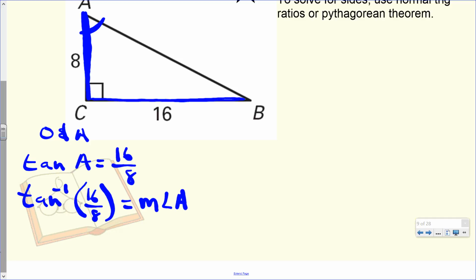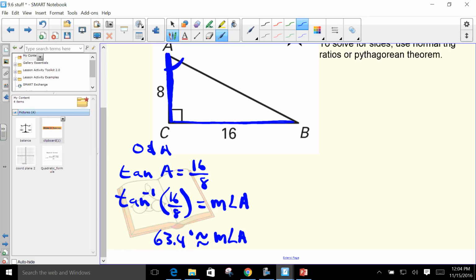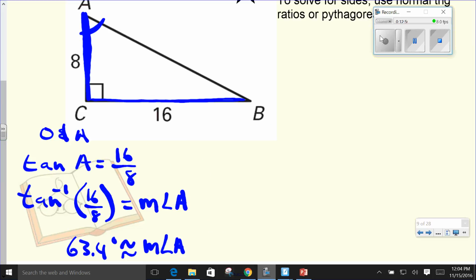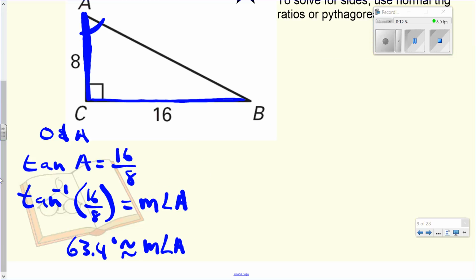So on your calculator, hit inverse tangent, 16 divided by 8, and round to the nearest tenth. Anybody? 63.4 degrees. SOHCAHTOA, did you get that? All right, so that's the measure of angle A.